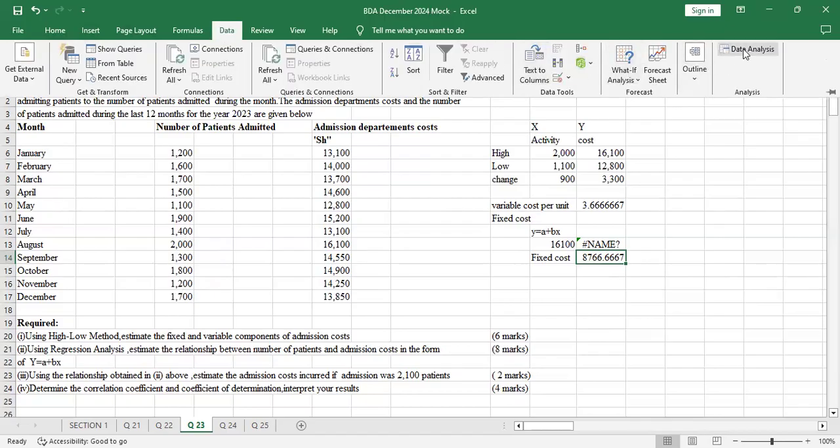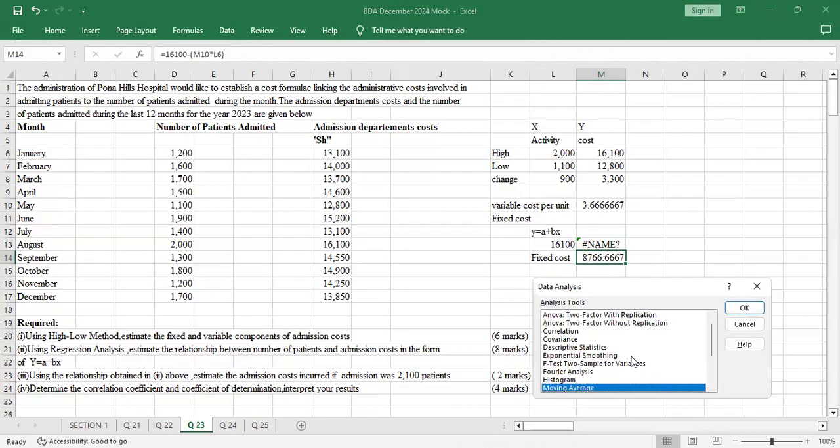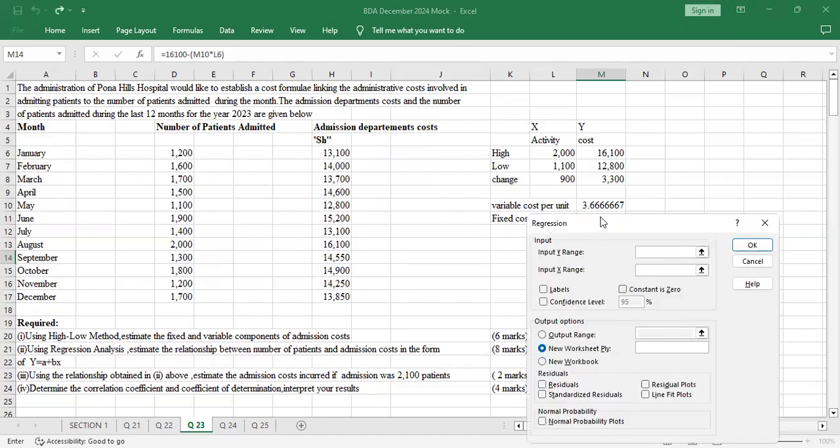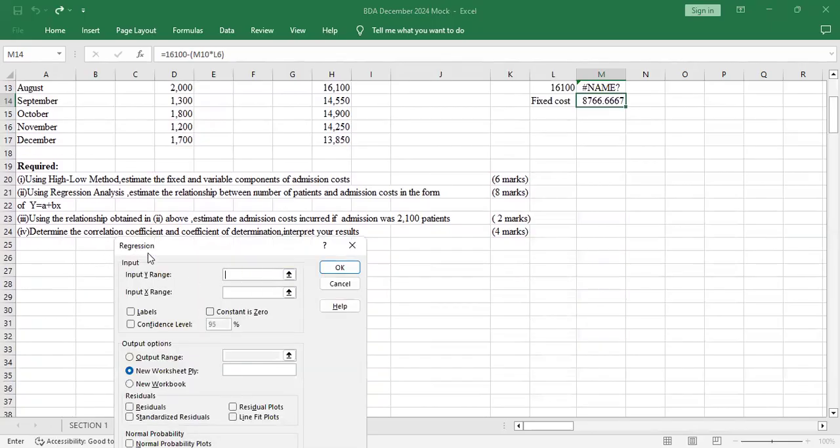Then you will go to data analysis. Click that data analysis table, so it will appear here. Then you check for regression. Then you say okay. Once you have that regression, let me drag it somewhere down here. Sorry for that. So regression, we'll have a table here.